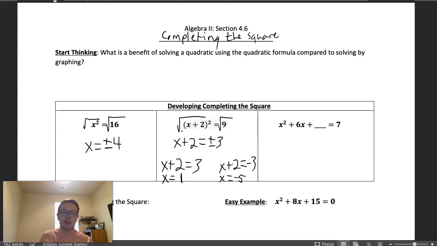We could substitute those both back in. 1 plus 2, or 3 squared, would be 9. And negative 5 plus 2 squared would be negative 3 squared, so that would get us back to positive 9.